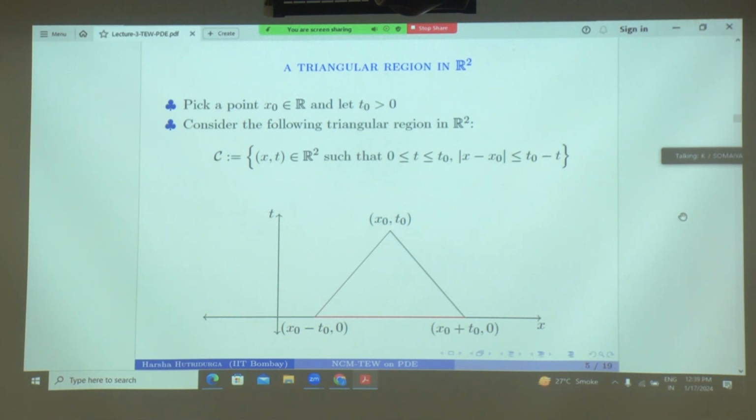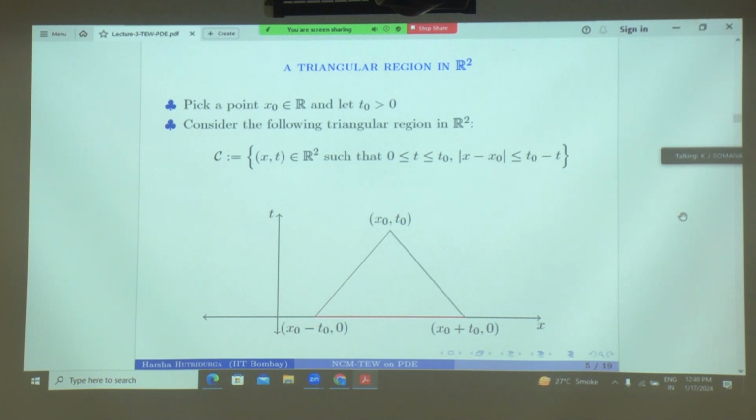Like these 2 points. When I keep varying t, what I am doing is taking x naught minus (t naught minus t). When I take t equal to 0, I'm sitting here. And on the right hand side, I've got this point x naught plus (t naught minus t). So when I take t equal to 0, I'm at these 2 points. When I take t equal to t naught, I'm at this point. So when I vary t from 0 to t naught, I'm actually covering these lines, right?